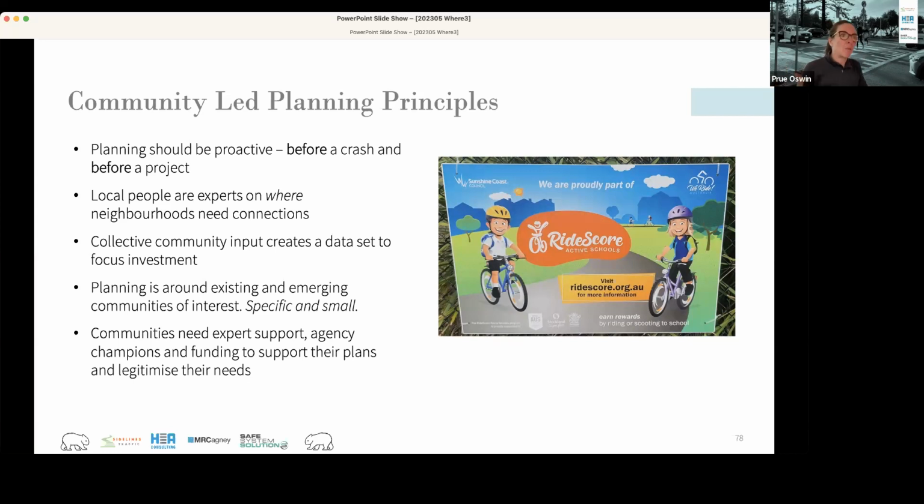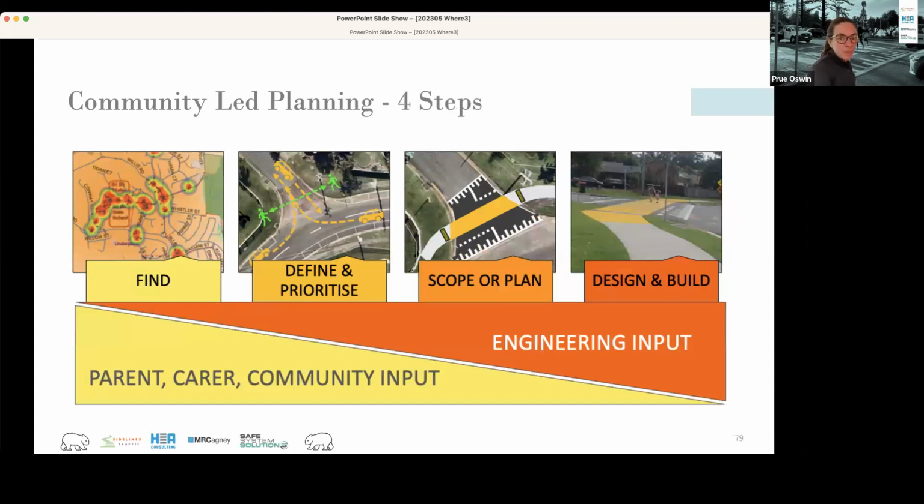So even if we're asking people where they need crossings, we're opening up a conversation about road safety and what kind of things people want in their community. And I actually think this is a really good way of deflecting from other conversations around parking and the other things that are often dominating our public discussion.